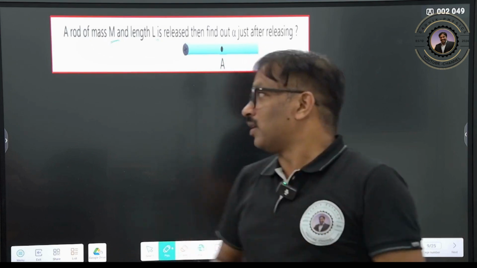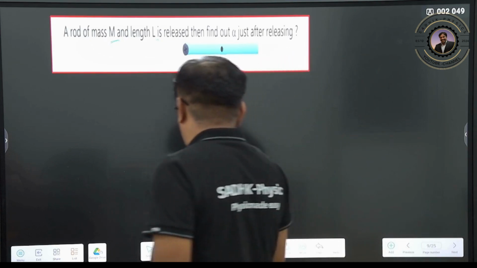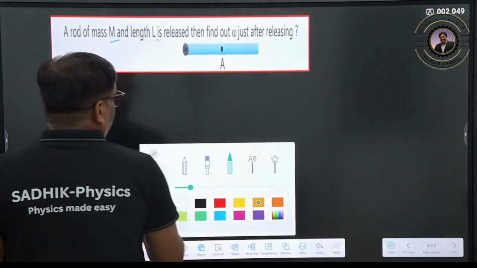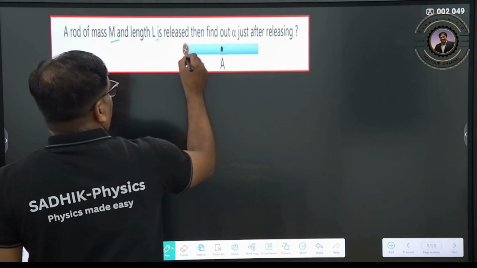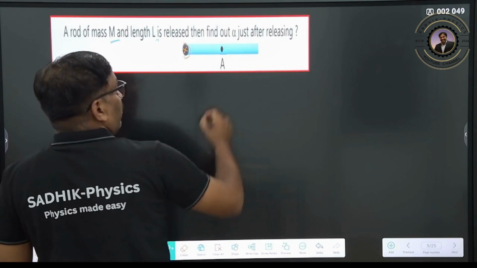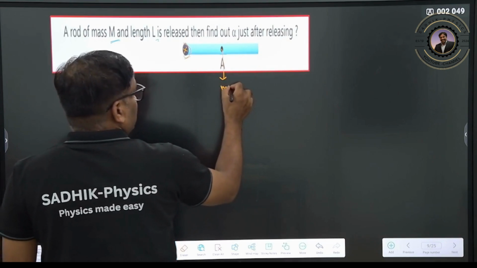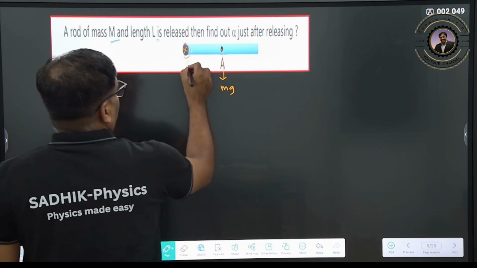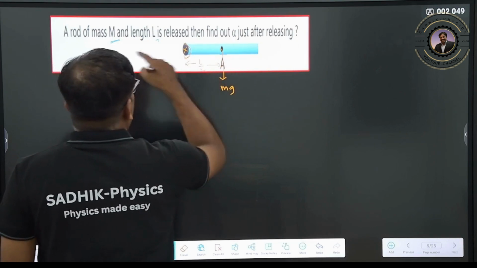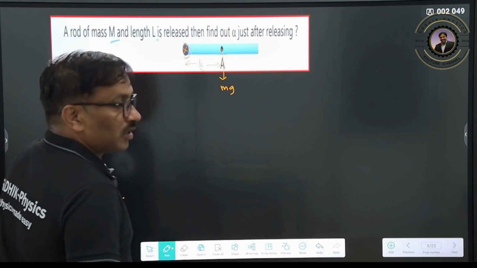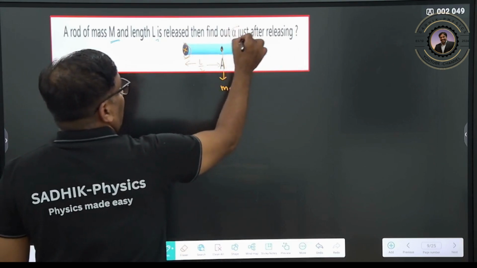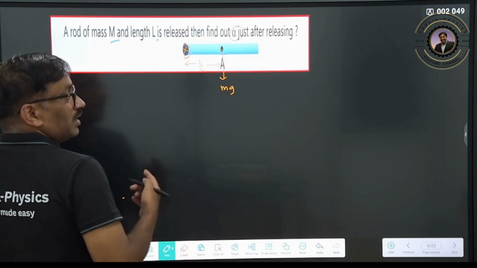You are understanding? So, where is it rotating? Here it is rotating. Therefore, this is the hinge, it is rotating. So, which force is making it move? This is mg. Where is it acting? It will be at L by 2 because it is a uniform rod. So, here what we have to calculate? We want to calculate alpha, just after releasing.